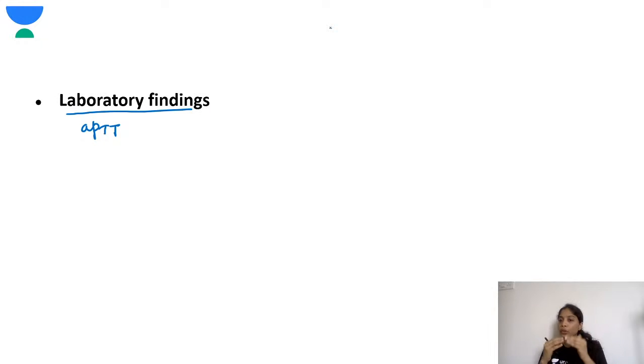So based on the two, in APTT and PT, both are abnormal in liver disease or if the patient is on an oral anticoagulant. But APTT is elevated especially in hemophilia and in von Willebrand disease. And PT is raised in factor 7 deficiency. So you should remember that. So APTT or PTT is elevated.